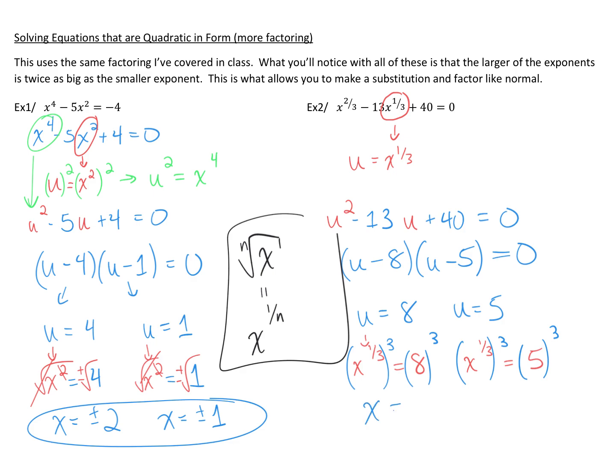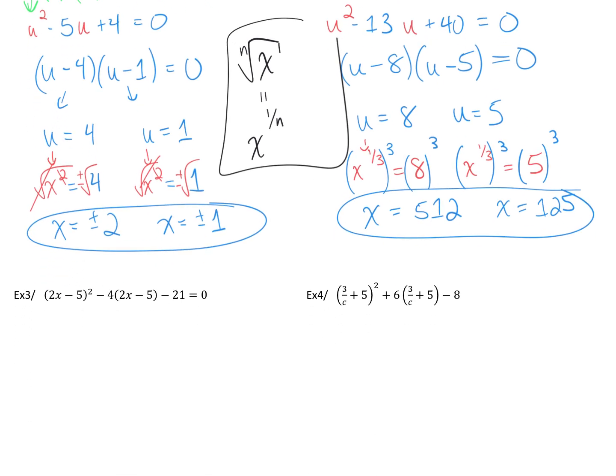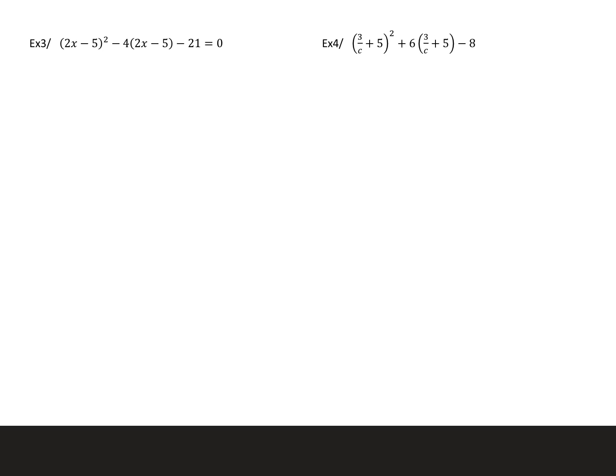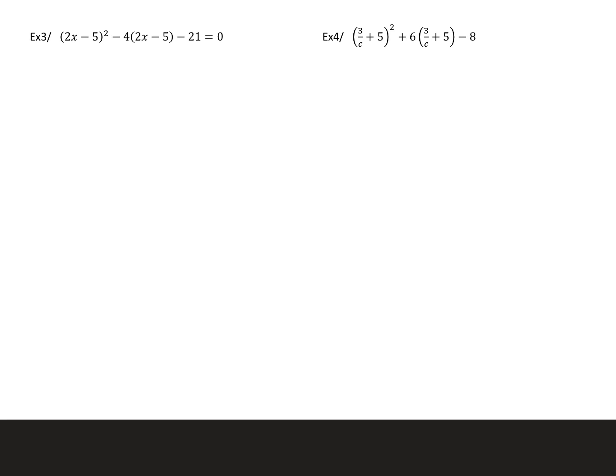and then 8 to the third power is 512. X to the 1/3 power to the third power in the second equation is also x, and 5 to the third power is 125. So in this case, we got two answers. All right, let's move on to the final two examples for this video. And what I will do here is just reveal steps slowly so you can see how these equations are solved.